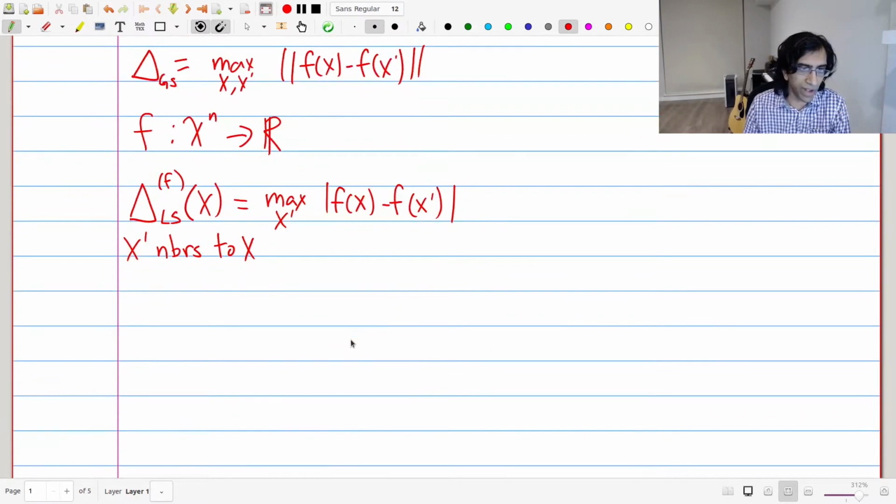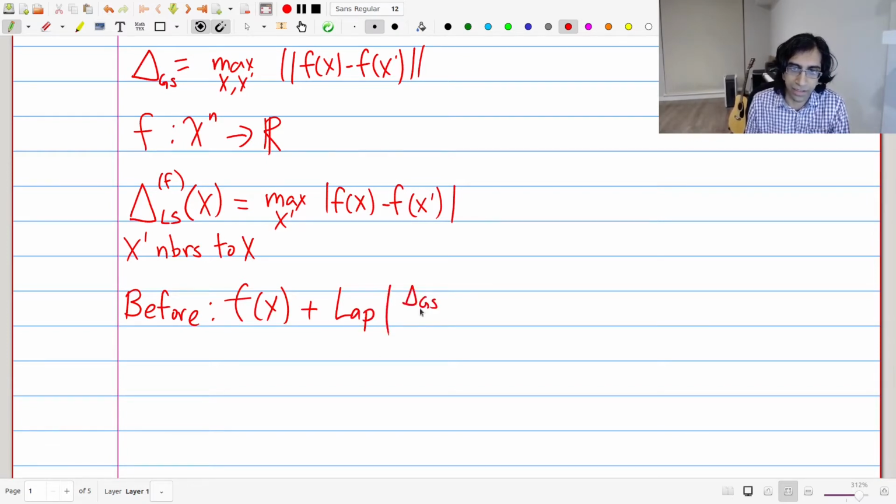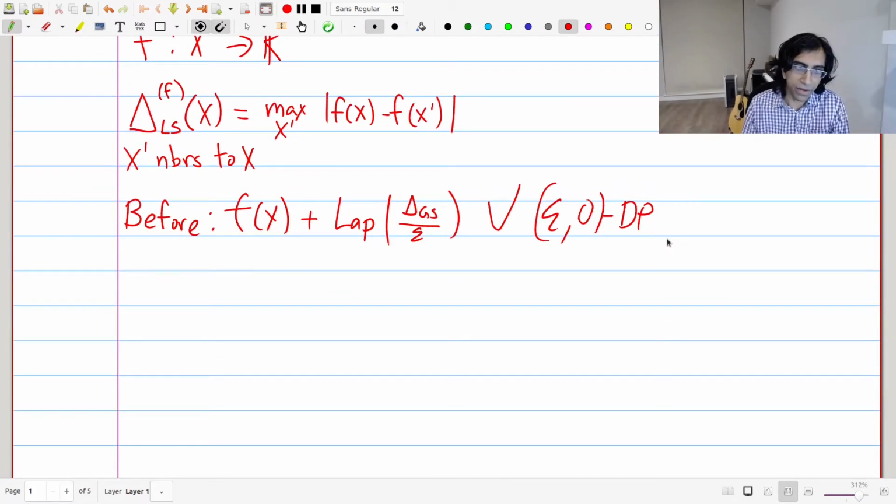So the natural type of algorithm you would think of is, before, what we know is private is you compute f of x plus, say, some Laplace noise with parameter delta GS over epsilon, and this was all good. This gives you epsilon 0 DP. However, let's try the local sensitivity type approach. The natural way you might think of doing this is, instead of doing the exact same thing as above, you now just compute this quantity.